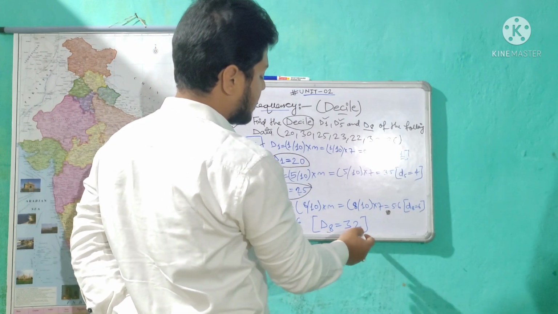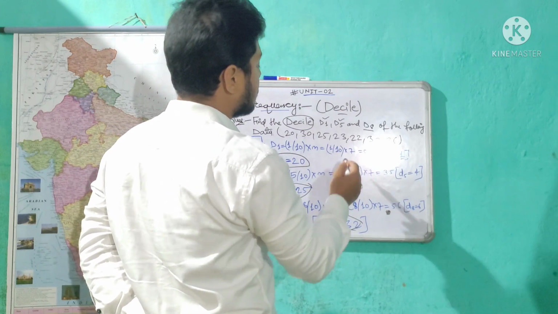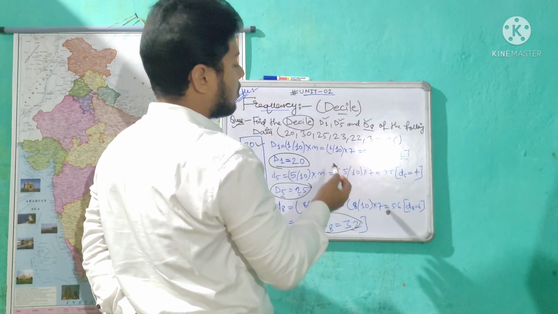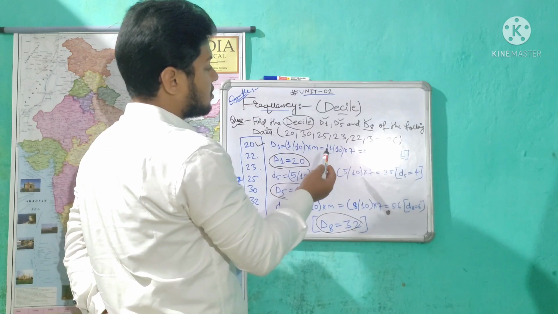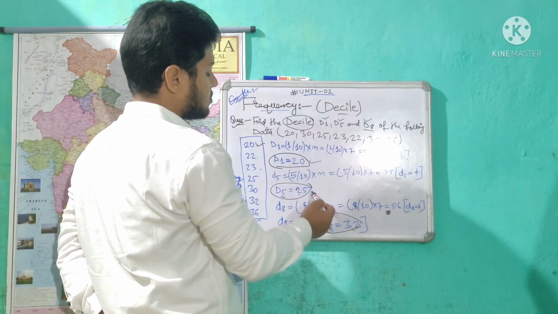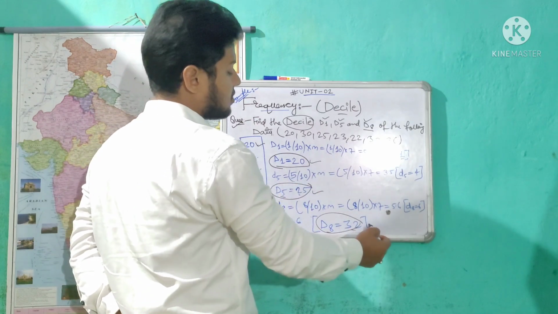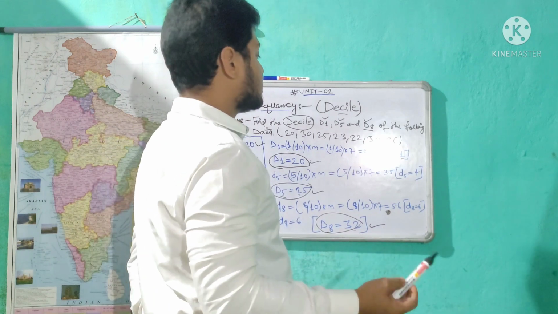So we calculate D8 also. D8 is equal to 32. So we have calculated all three of them. The answers are D1 equal to 20, D5 equal to 25, and D8 equal to 32. So this is the example of decile.